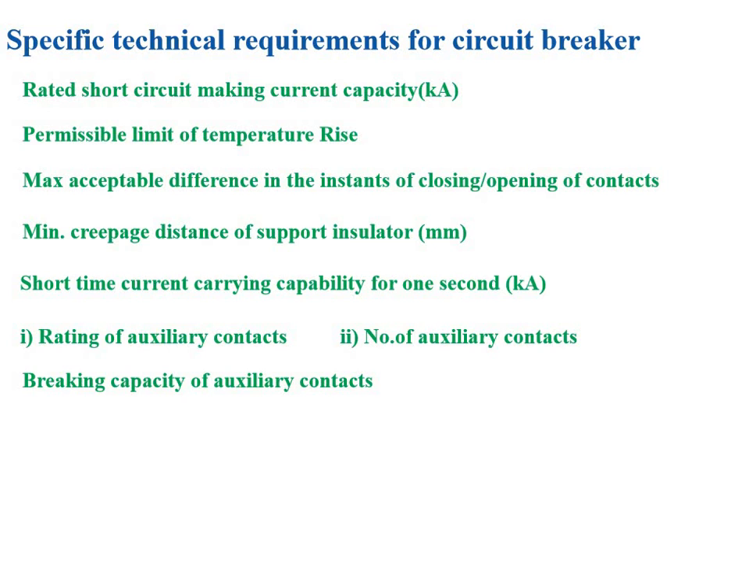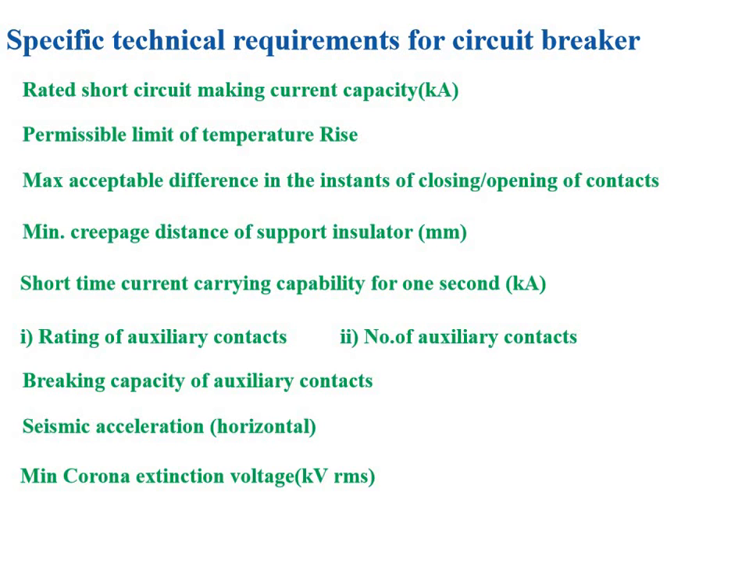Then seismic acceleration, that is horizontal, expressed in g, and then minimum corona extinction voltage, also in kV RMS, is required. Then the number of closing and tripping coils: generally 2 trip coils and a single close coil with anti-pumping arrangement are provided in the circuit breaker.